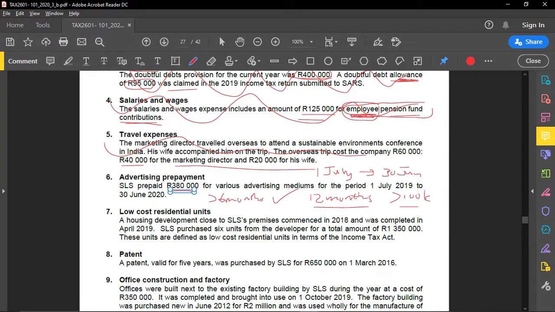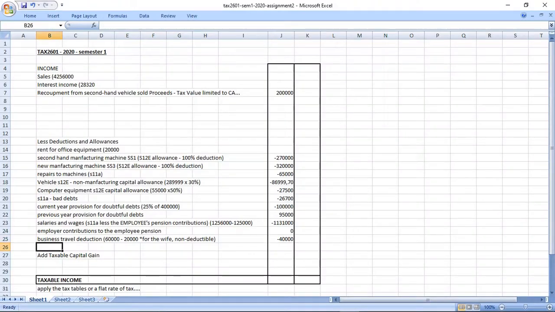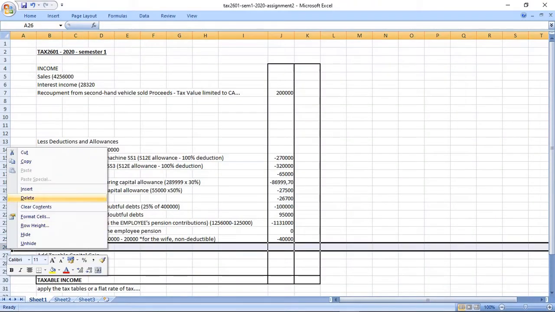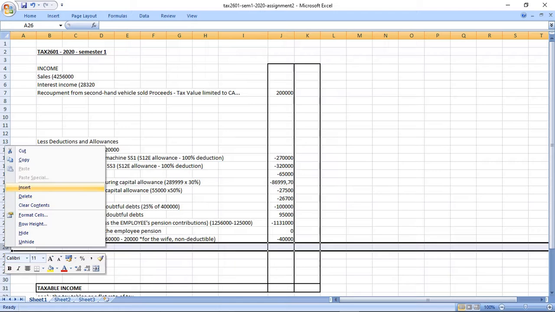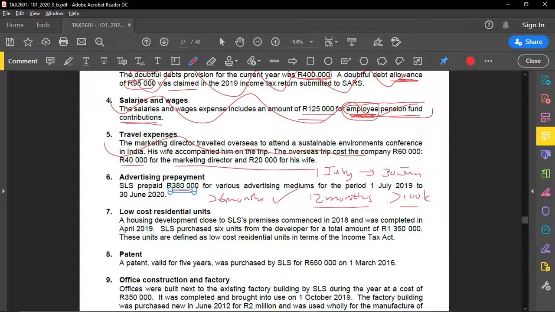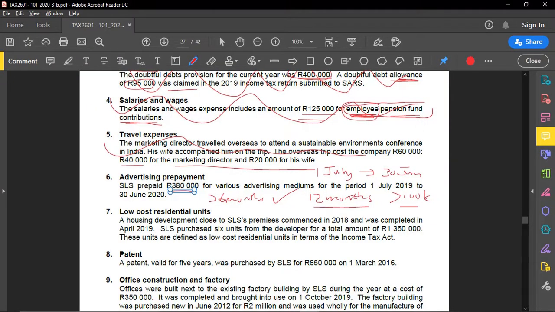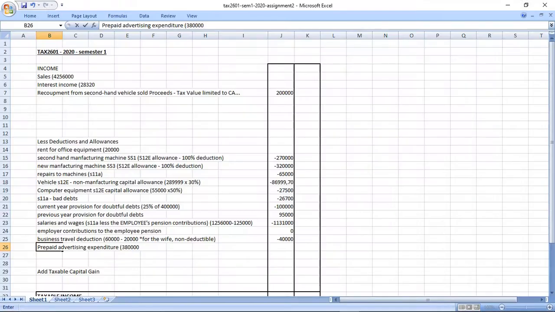Go back. There we go. Okay, 380,000. We need more space here. You can see there's lots of deductions. Right, prepaid. What expenditure was this? Advertising. All right, prepaid advertising expenditure. Brackets, 380,000. Okay, I need to do the check.